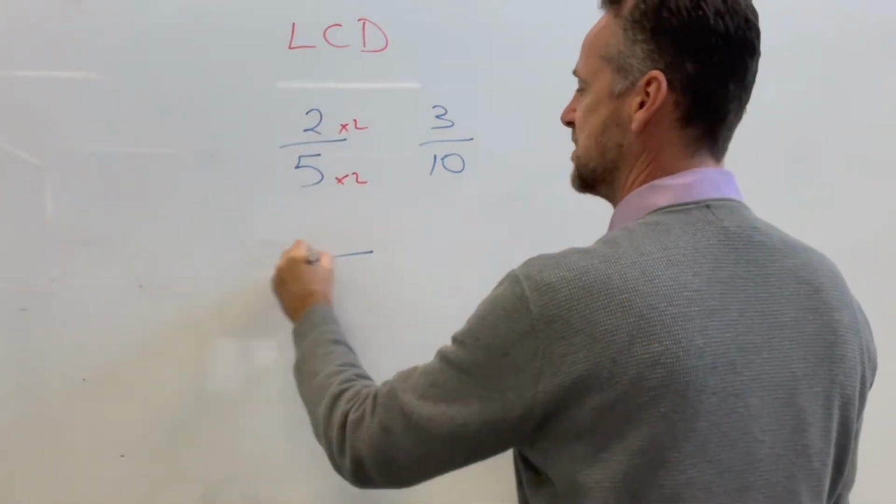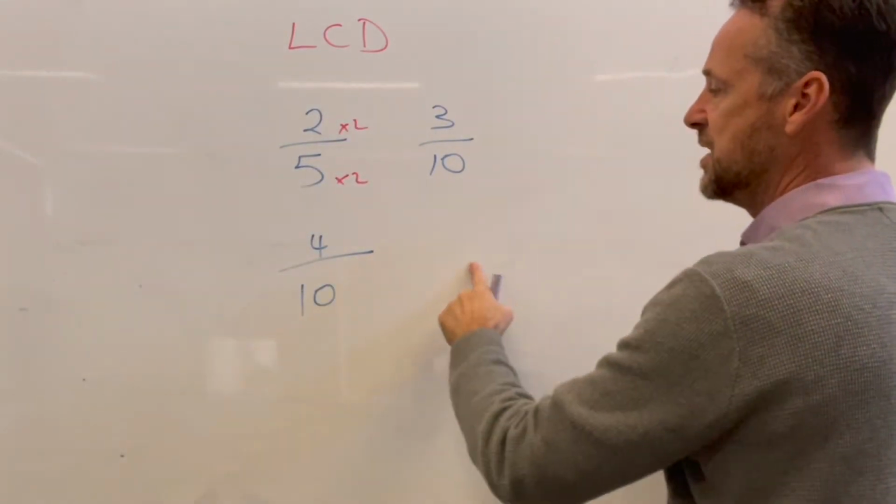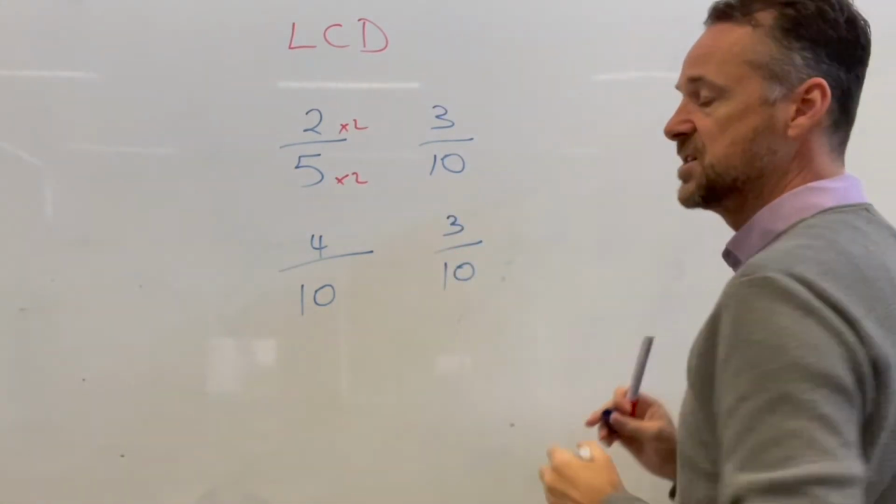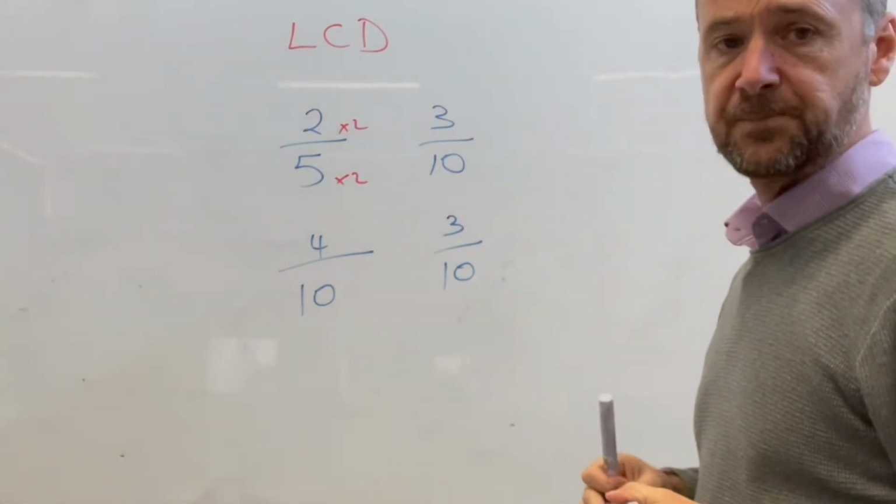And that will give us 4 over 10. And this one we don't have to change at all. We can just leave that as 3 over 10. And now we can do our comparison, okay?